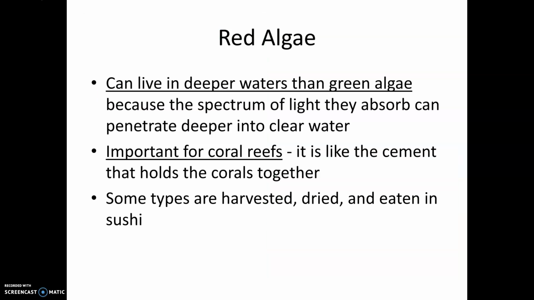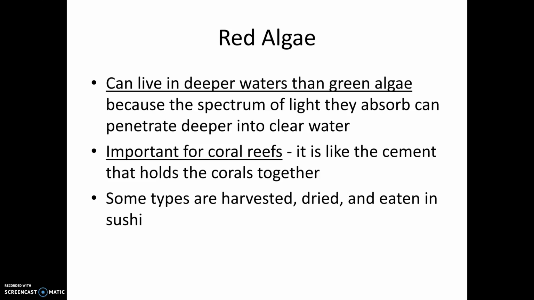Again, they are protists. Red algae as well, also protists, but something interesting here is that they can actually live in deeper waters. This is because they don't need the light that green algae need. They can absorb a light that can penetrate deeper into the water, which is why they're able to survive deeper into that water.